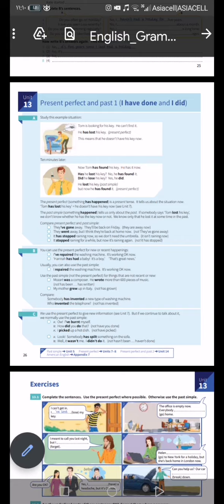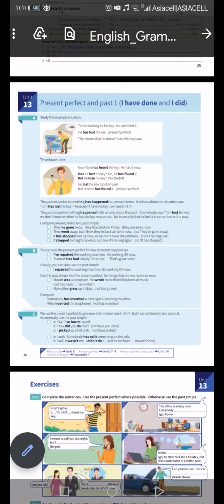Okay, study this example situation. Tom is looking for his key. He cannot find it, so he has lost his key. So you can see in picture number one, Tom is looking for something. He is looking for his key, and because he has already lost it, it means that losing the key, an action that happened in the past, now has a relation to the present, because he lost the key and now he is looking for it.